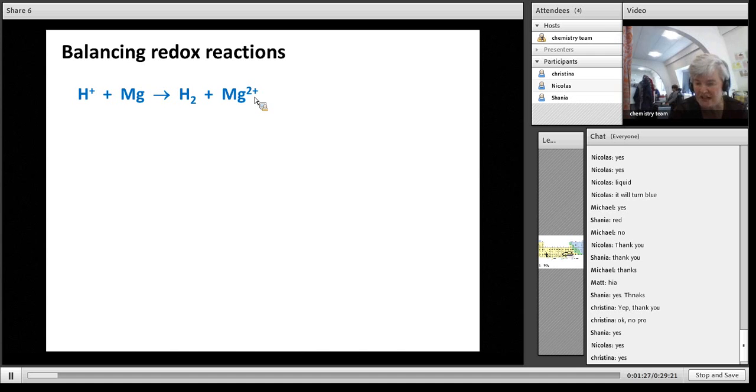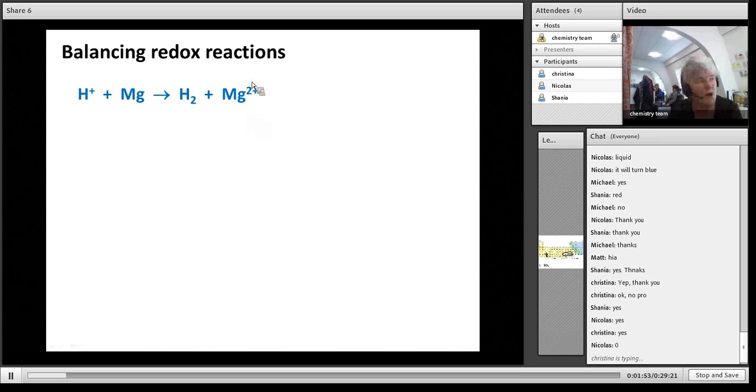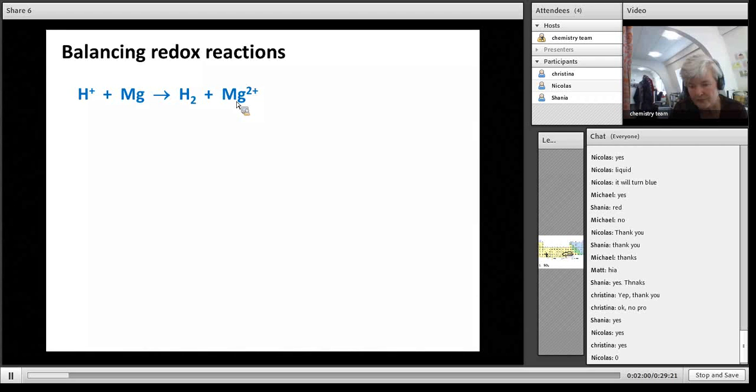What is the oxidation number of magnesium metal on the left-hand side? Do you remember your oxidation number rules? Yep, it's zero. Great. Because it's a free element, it's magnesium metal on its own, rule number one, for a free element, the oxidation number is always zero. What is the oxidation number of magnesium on the right-hand side, the magnesium ion? Anybody want to have a guess?